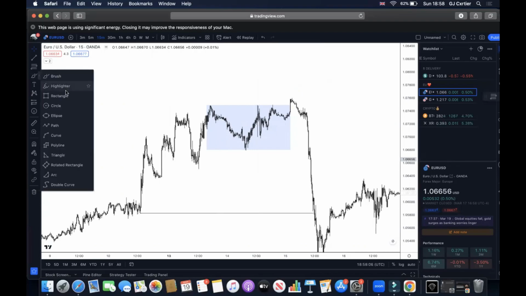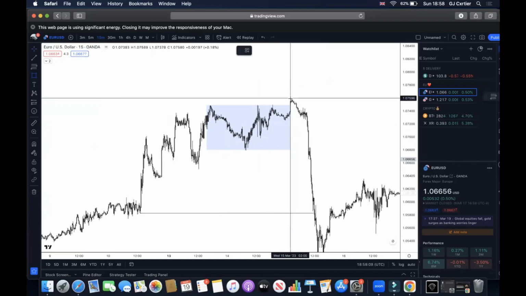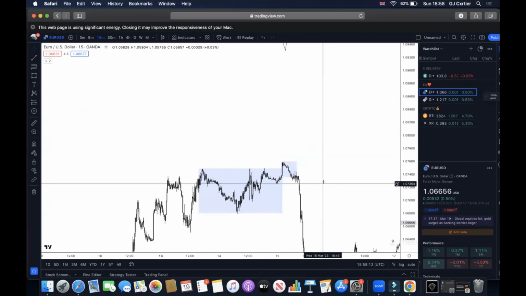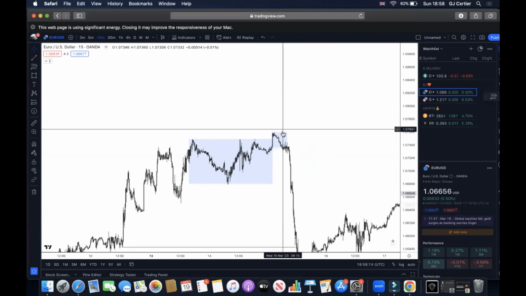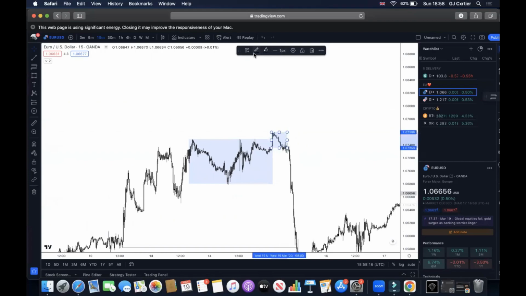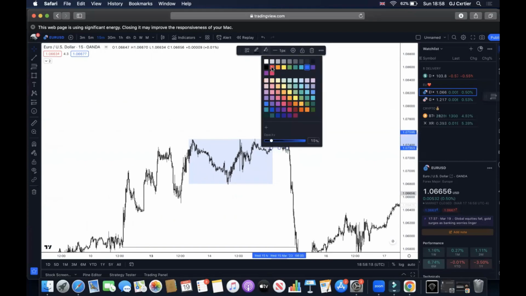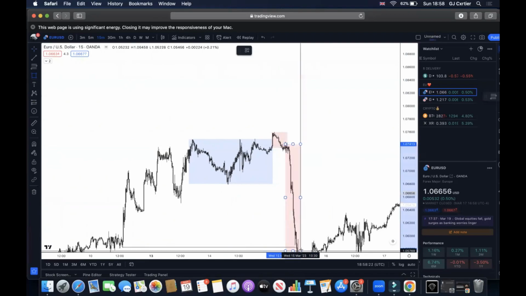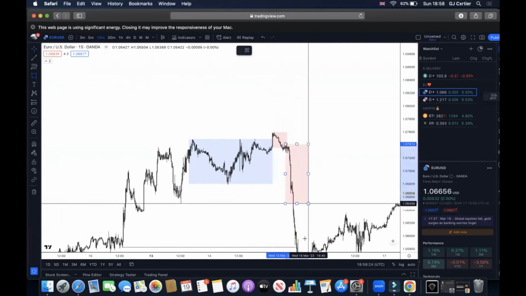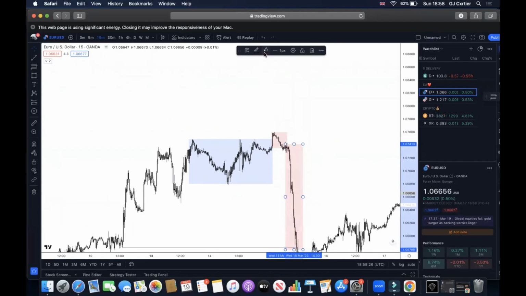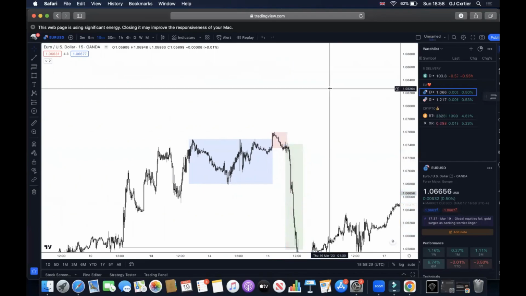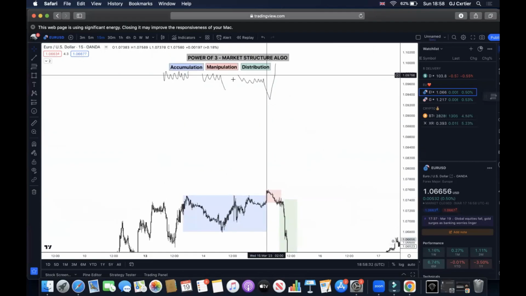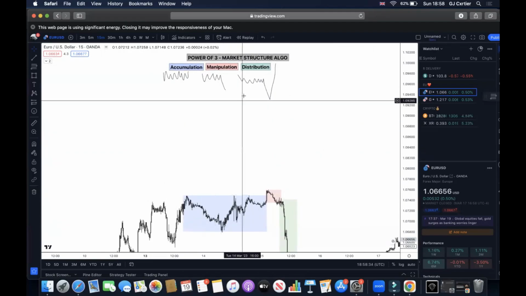If I show here on each part of this and make it the same color as above, this is our manipulation phase of the market. And then we have our distribution phase of the market. This is our green phase. And as you can see, if we can trade markets like this, it's very easy. You only want to be trading the power of three market structures.